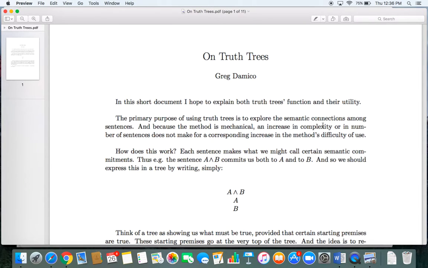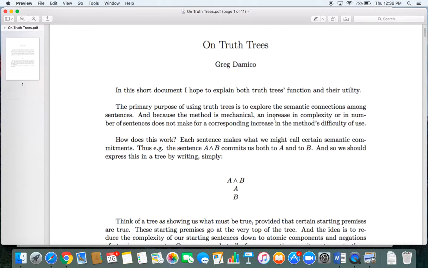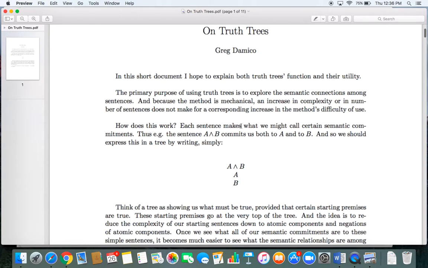I'm going to try to go over the nature of truth trees in this lecture. Basically, this is a way of testing the semantic commitments of the sentences that you start with. So I make use of this notion of semantic commitment here. Suppose we start with the sentence A and B. Well, that obviously commits us to A, and it obviously commits us to B.